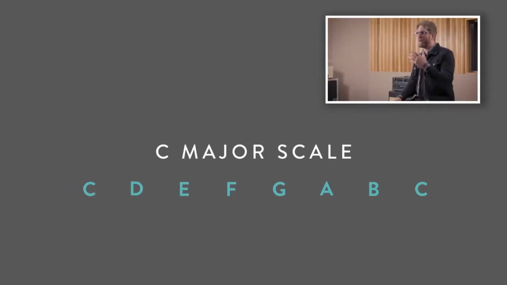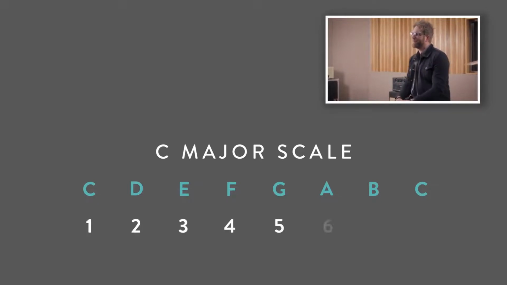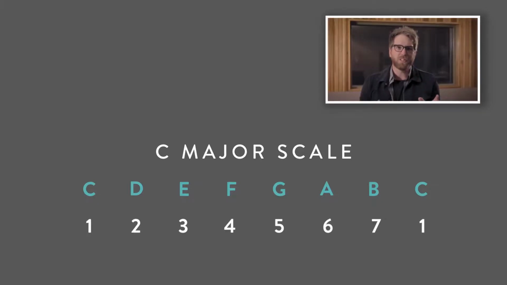These notes also have numbers that correspond to them and help with communication when dealing with different keys. And we'll talk more about these numbers and how they're used in future sessions, but for now, here is an example of the numbers that correspond to the notes of the C major scale. Remember that you can do this formula to derive the major scale for any key.